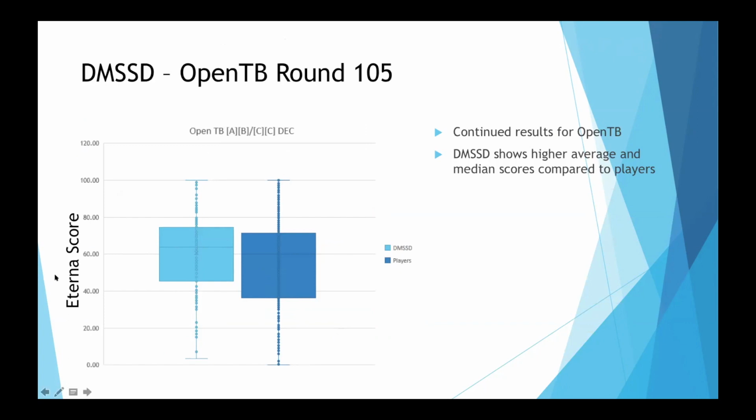I would like to note that these are a graph of the Eterna score with respect to the DMSSD and the player solutions. And it showed higher average and median scores compared to players. And we have seen that there are a couple of players who have fantastic designs, such as Andrew and GL2007. And it's quite amazing what those individual players have done. But this strategy here, it being input independent, could possibly allow you, if you had a similar system, to use those oligonucleotides to design that.